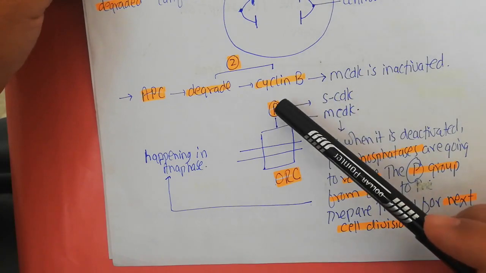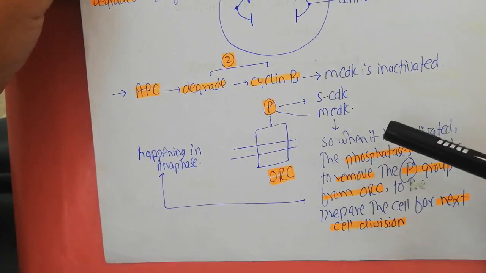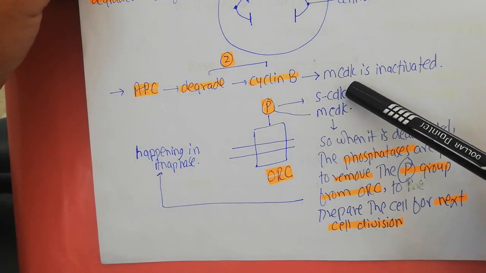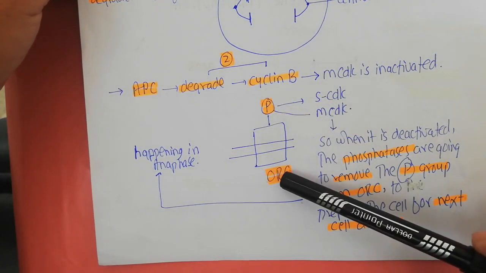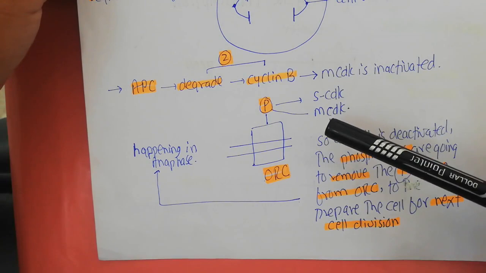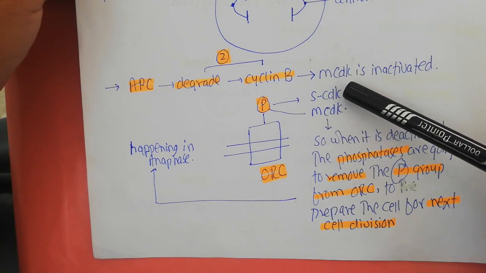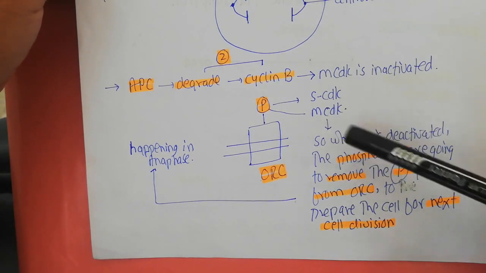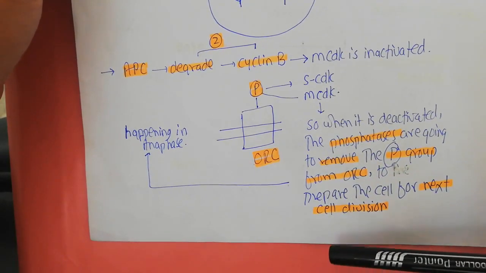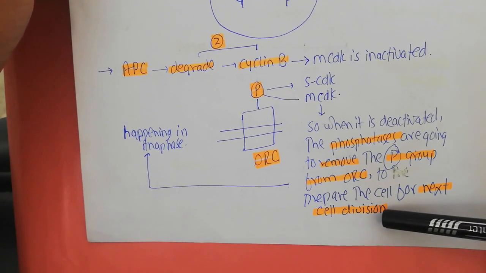And once you have removed this phosphate group from the origin recognition complex, that means that in the next cell cycle you can actually go for the replication of the DNA. So if you are not going to degrade, this phosphate group will be stuck to the origin recognition complex all the time, and after the cell division you will not be able to go for the replication and hence for the division of the cell. So by degrading cyclin A, the SCDK gets inactivated. The phosphatases are going to remove this phosphate group from the origin recognition complex, hence you can go for the cell division, and you are preparing yourself for the next cell division.